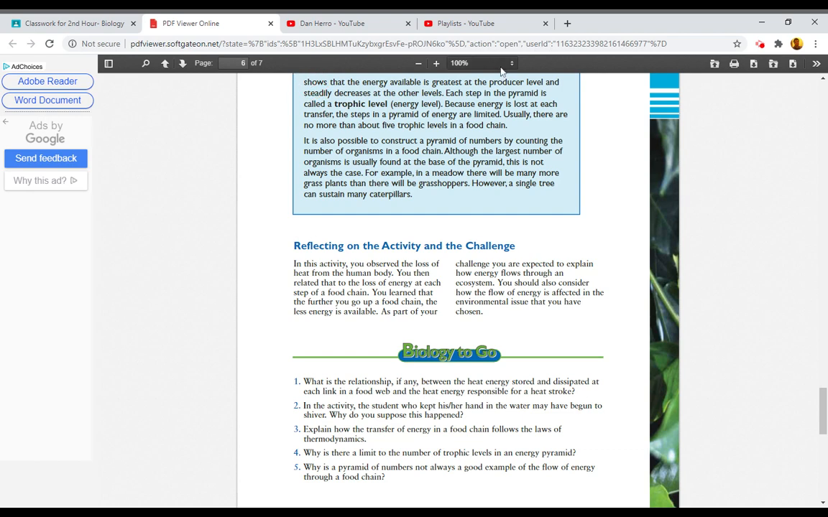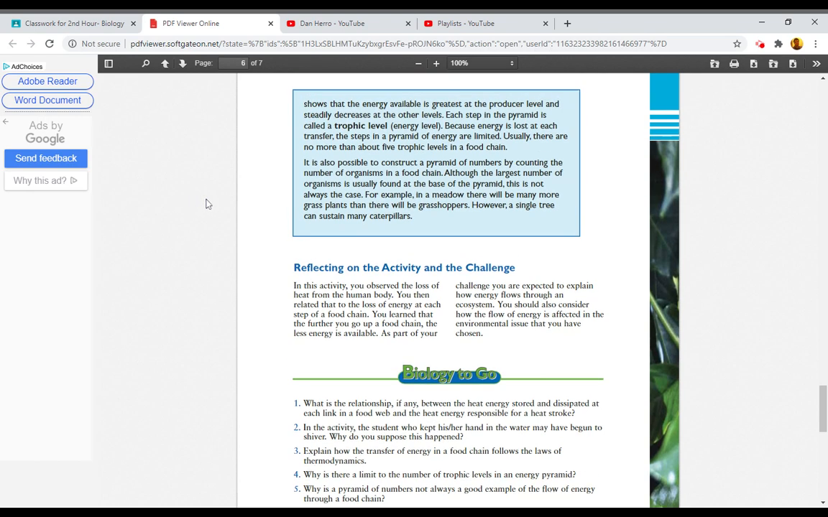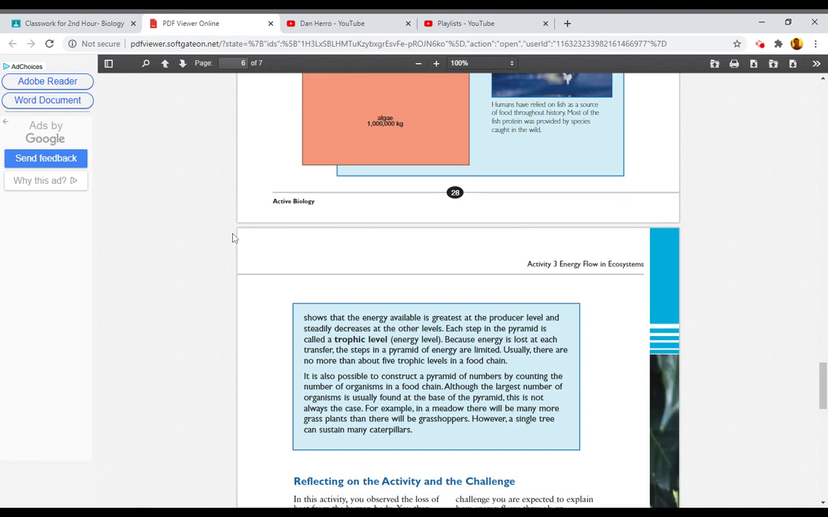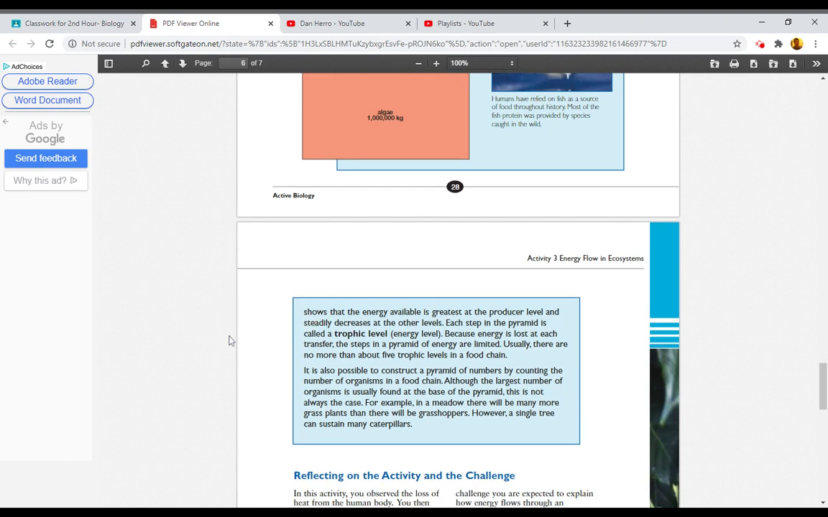Let me zoom back in. Actually, we're almost done, so I can stay zoomed out. Okay, here we go. It shows that the energy available is greatest at the producer level and steadily decreases at the other levels. Each step in the pyramid is called a trophic level or energy level because energy is lost at each transfer. The steps in the pyramid of energy are limited.